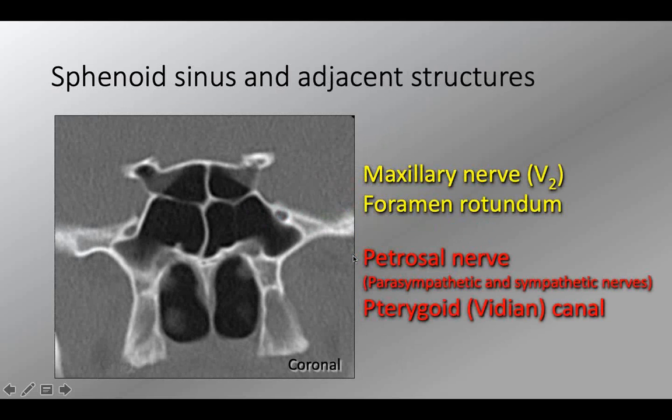So when you look at the sphenoid sinus on frontal images, always look for the maxillary nerve that goes through the foramen rotundum and the petrosal nerve that goes through the Vidian canal. So just test yourself and see if you can see these 2 canals. And I will show it. So exactly what you thought, I guess.